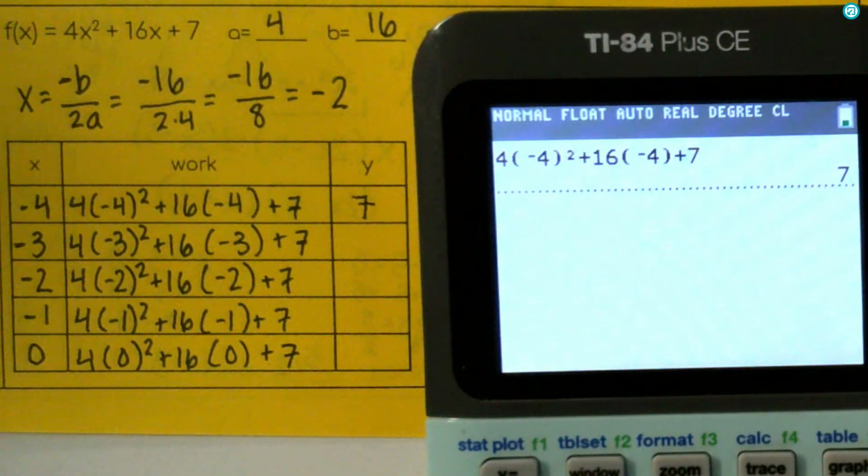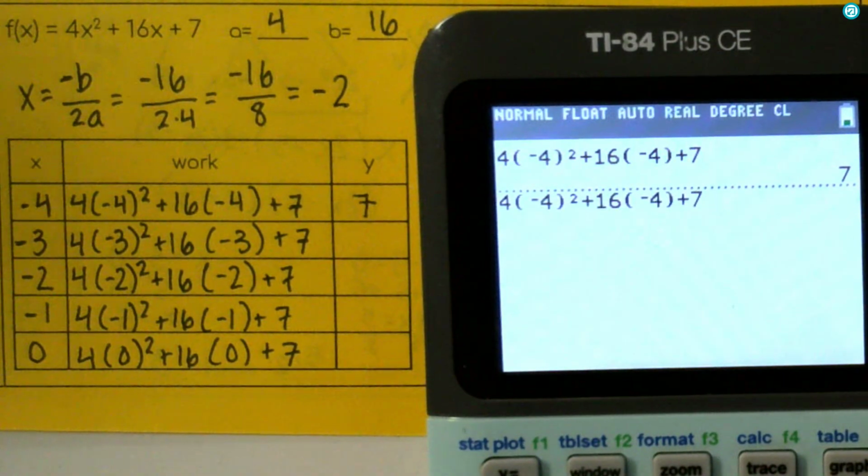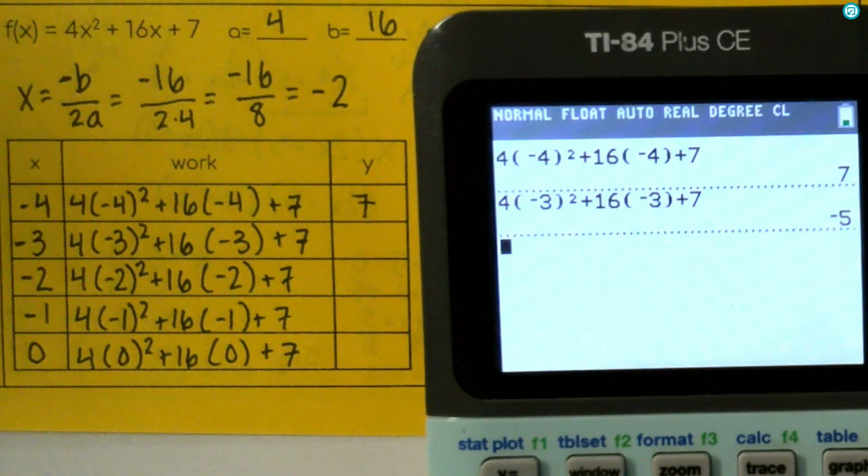But then I want to not clear my calculator. I can either hit second enter, or I can scroll up and hit enter. And then I can just scroll over, and I can replace all my -4s with -3s. There we go. You just hover over the -4, turn it into a -3. I can keep doing that without having to type it all in again and again. So my next one I get is -5.